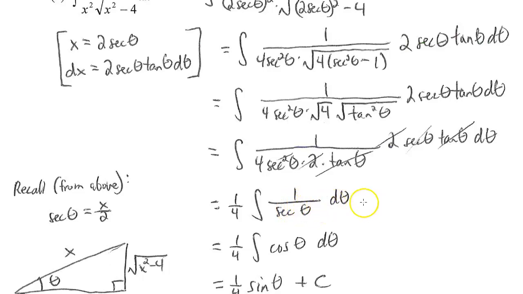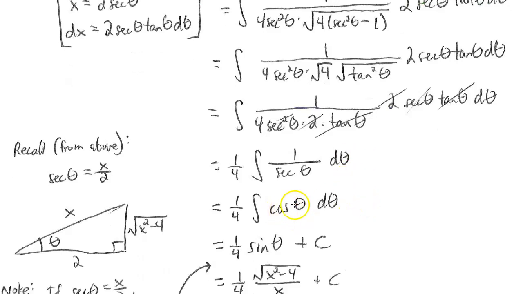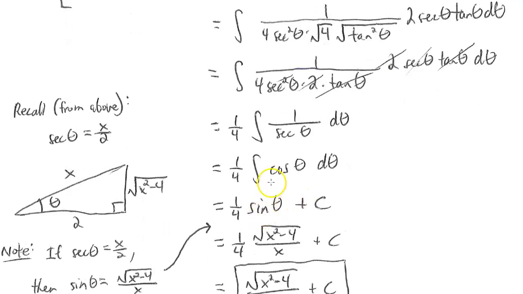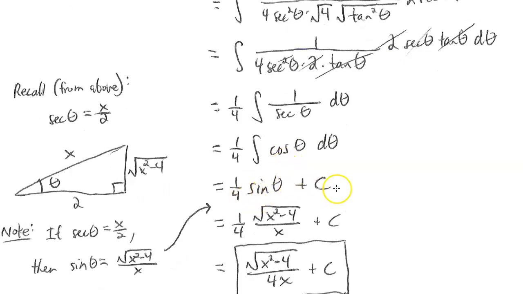Now, how do we integrate 1 over secant theta d theta? Well, remember, 1 over secant is the same thing as cosine. Okay, and the integral of cosine is easy, right? It's just positive sine, right? Remember, the derivative of cosine is negative sine, but the integral of cosine is positive sine. So we get 1/4 sine theta plus c.